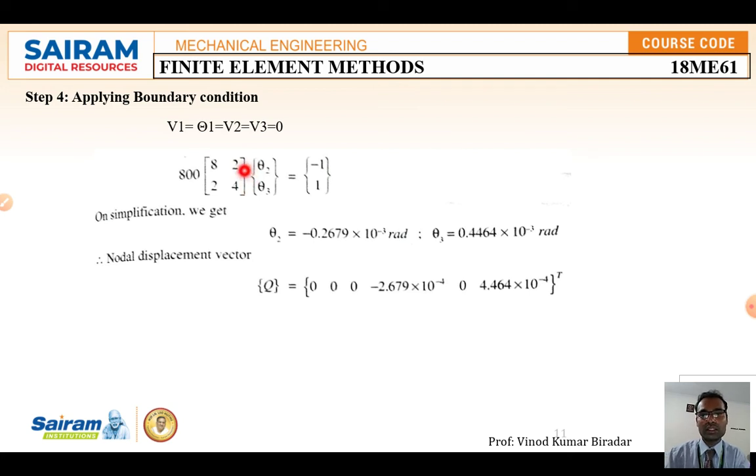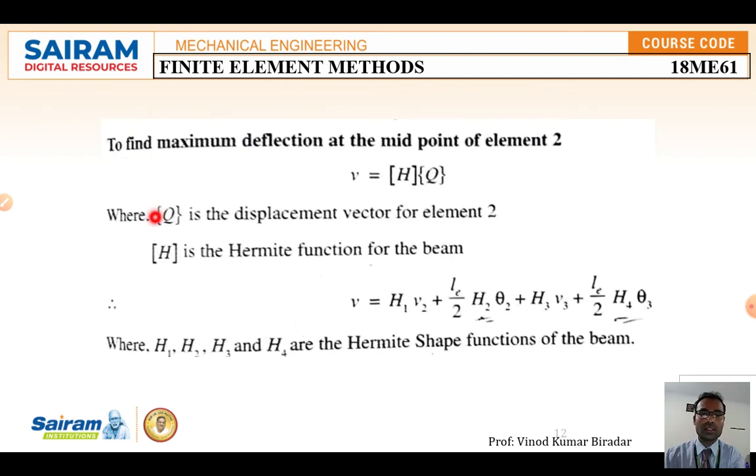After simplification of these two, you are going to get theta 2 equal to minus 0.267 into 10 to the power of minus 3 radian, and theta 3 equal to 0.44 into 10 to the power of minus 3 radian. So after simplification you get the nodal displacement. Finally you write the nodal displacement vector as theta equal to 0, 0, theta 2, theta 3. This is how we calculate and solve the nodal displacement vector. Following this method is called the elimination method.